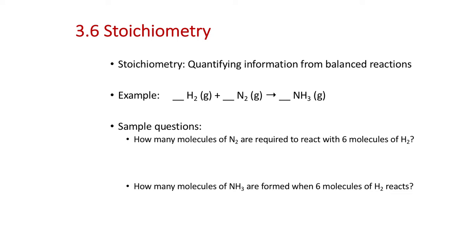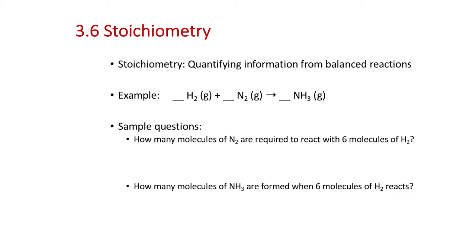But I think if you can understand 1 molecule of A producing 2 molecules of B versus 1 mole of A producing 2 moles of B, then that's the idea. So if you have 2 moles of A, you get 4 moles of B. If you had 2 molecules of A, you get 4 molecules of B.